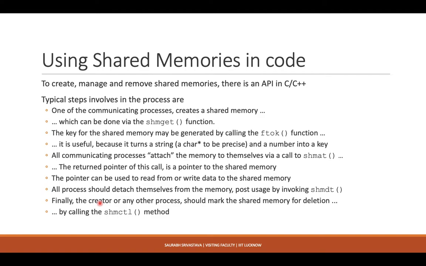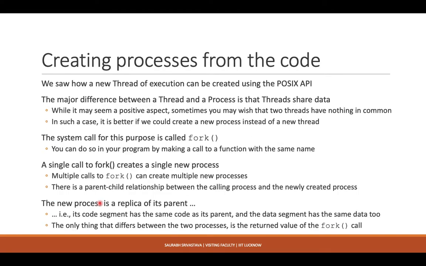We'll have a look at some code, but there's one last thing that is left now. We saw how a new thread of execution can be created from an older thread, let us say the main thread, using the POSIX APIs. And we also know that the major difference between a thread and a process is that threads can share data.